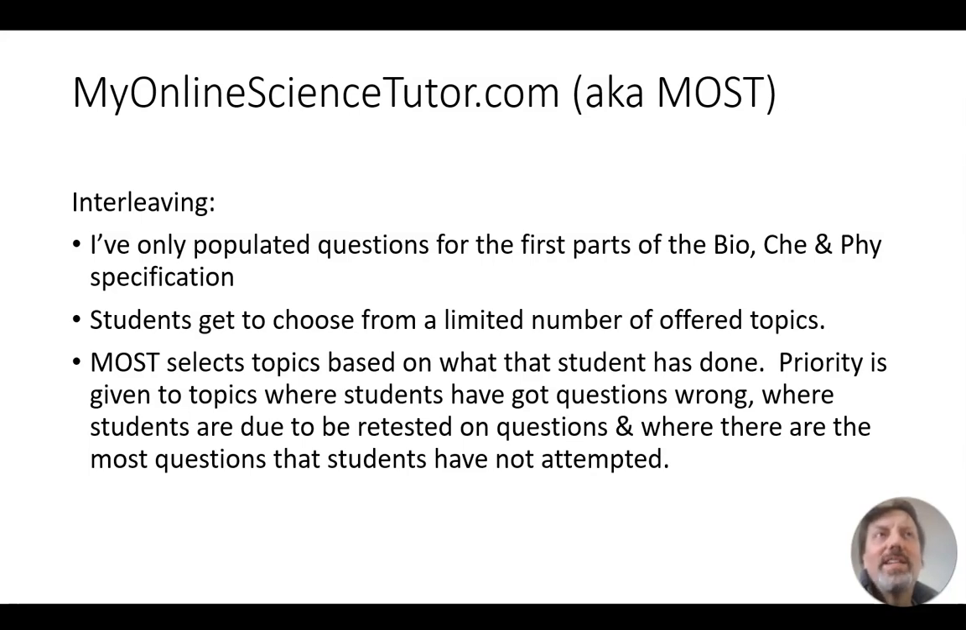Now, the topics are selected on what the student has done. It won't give the same answer to any 2 students unless those 2 students have answered exactly the same questions previously with exactly the same answers, and the chances of that after a day or so are basically negligible. Basically, priority is given to where students have got questions wrong. They've seen a question, we've shown them the answer, they got it wrong, and we want them to see if they can get it right the next time round. So those come up quite frequently, those are prioritised.